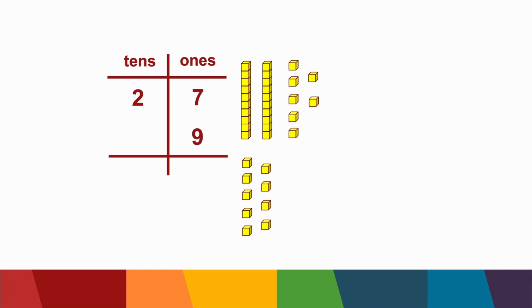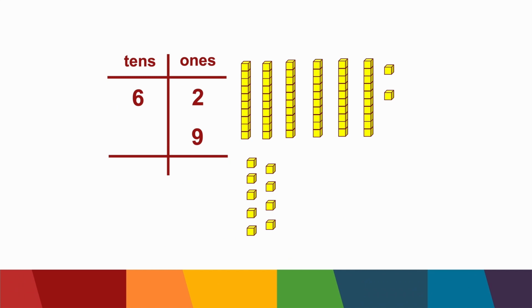Here we have 27 plus 9. We start in the ones column. 9 plus 7 equals 16. 16 mentally is actually 1 ten and 6 ones. You bring the 1 over into the tens column where it belongs. You carry the 6 down. 1 plus 2 is 3. 27 plus 9 equals 36.